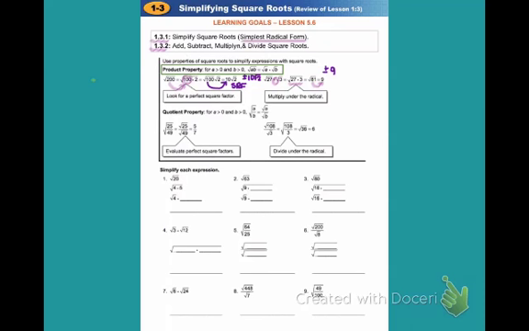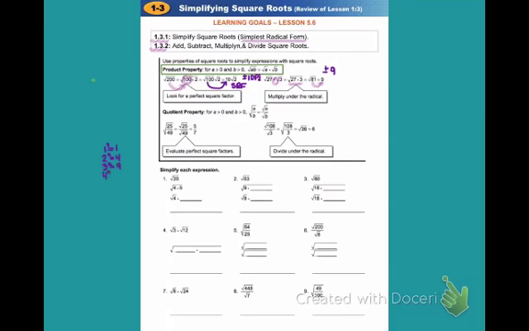Okay, so before we take a look at any of these examples, I want to remind you of some of the most common perfect squares, your first few possible perfect squares. So for instance, if we take 1 and we square it, we get 1. If we take 2 and we square it, we get 4. If we square 3, we get 9.